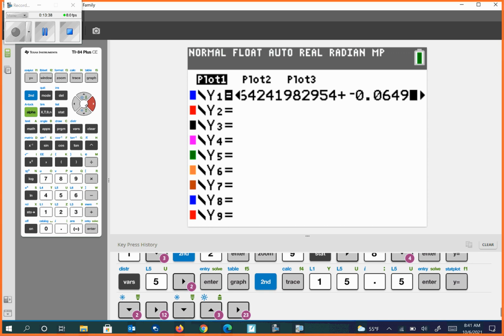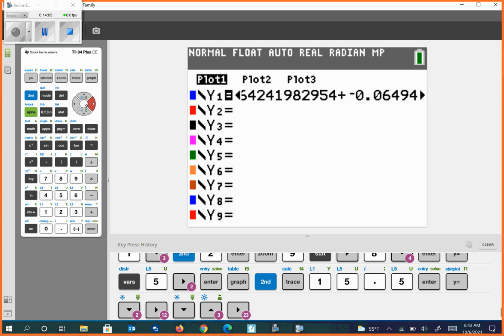So your inflation rate drops 0.065 for every $1 trillion more that your country makes. So, I mean, that's just such a small thing. Yeah, that's the B value.